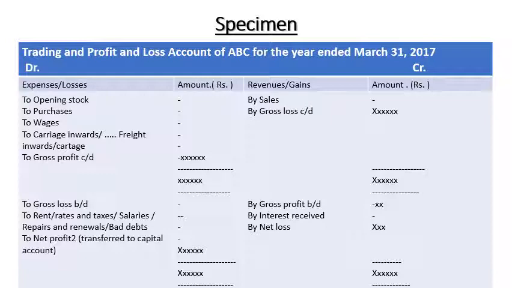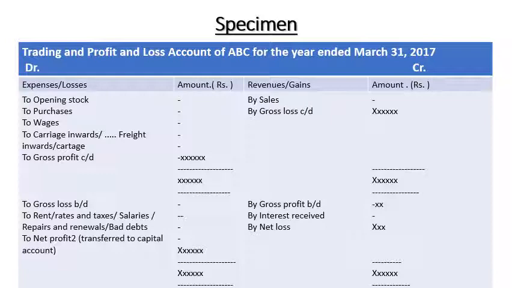When you are preparing the trading account, the first half is the trading account, and then it is continued and followed by the profit and loss account of one particular year. You may see the expenses and losses are listed here, but on the other side you have to write the particulars, amount, then particulars meaning revenue and gains, then amount. On the debit side, you may see the items are listed as I have already discussed.